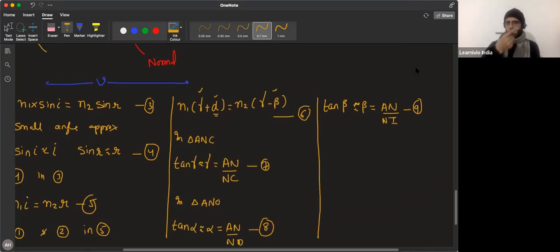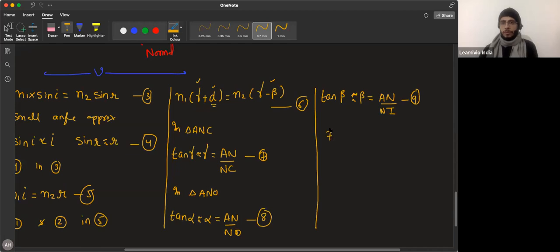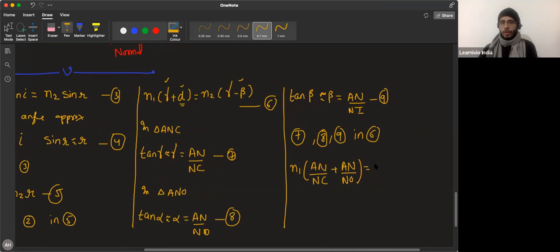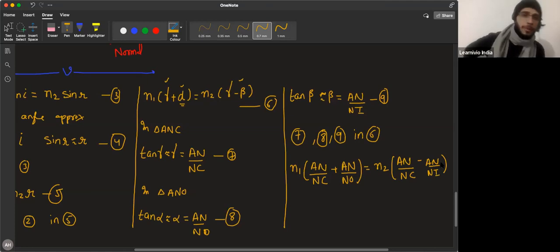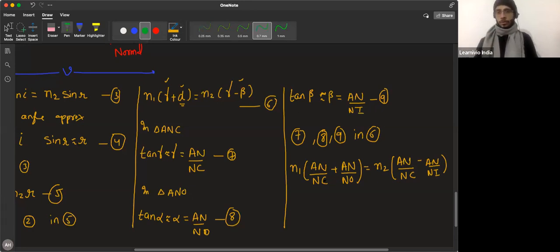So next, what we can do is substitute all these values in 6. We'll substitute 7, 8, and 9 in equation number 6. So we have N1 into gamma plus alpha. Gamma is AN by NC, plus alpha is AN by NO, which is equal to N2 into gamma minus beta. So it's AN by NC minus beta, it's AN by NI. Now this is one of the most important derivations of ray optics. It's a 5-marker question. This, along with the lens maker formula, is always a 5-marker question. So this AN, this AN, this AN, and this AN will cancel out.